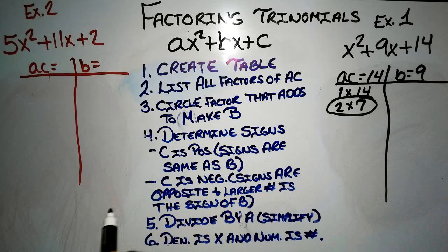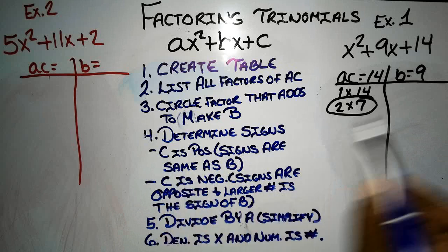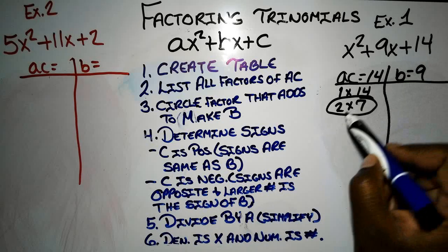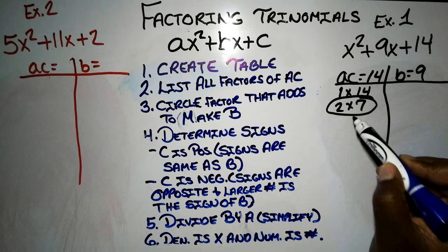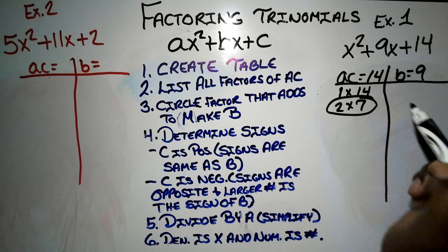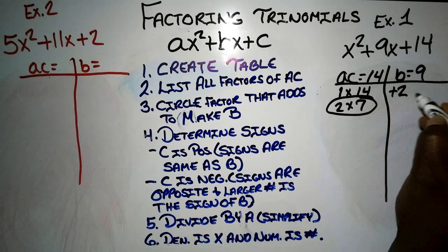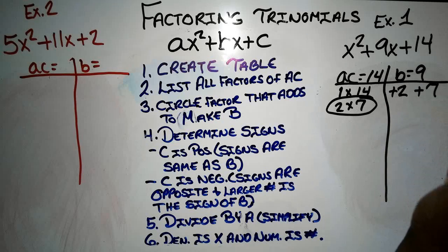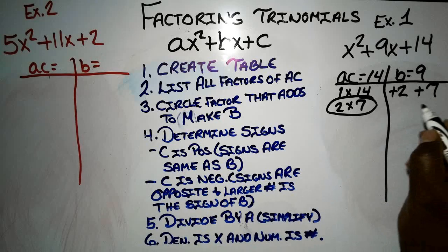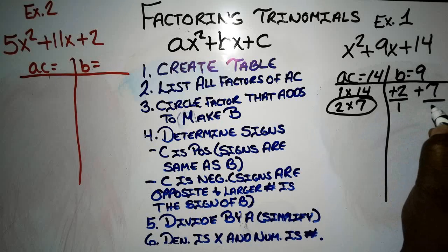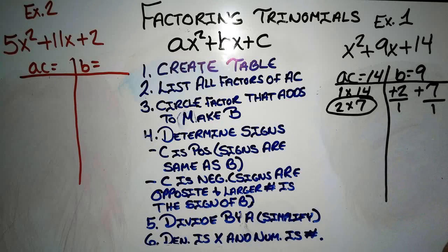And I know that because my c is positive, both of these signs are going to be the same, and because my b is positive, they are positive. So I'm going to go ahead and put positive 2 and positive 7. Now I need to divide both of those by my a value. Well, my a value is 1. So I can't simplify it because it is 1. I'm just going to have 2 over 1 and 7 over 1. I always want to keep it a fraction.